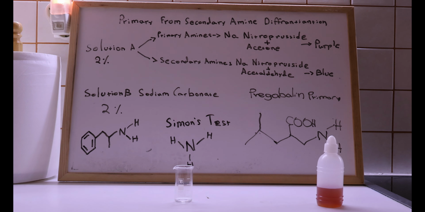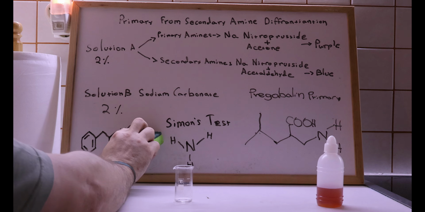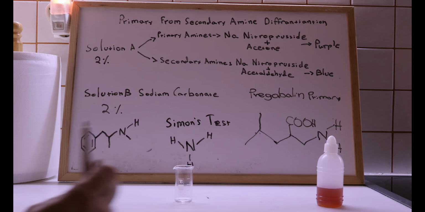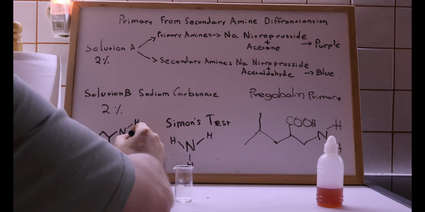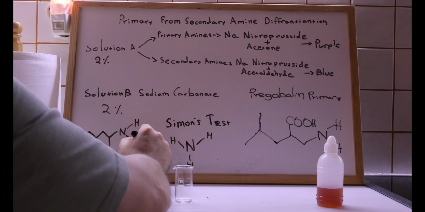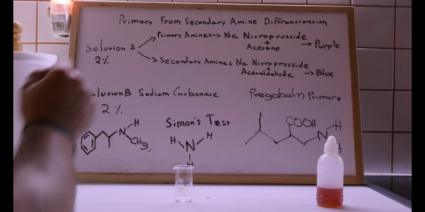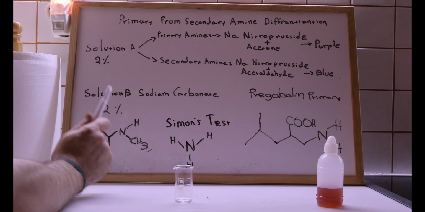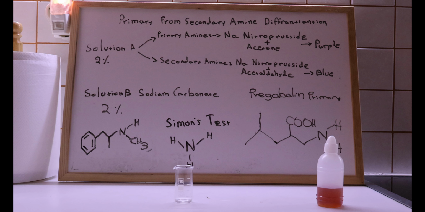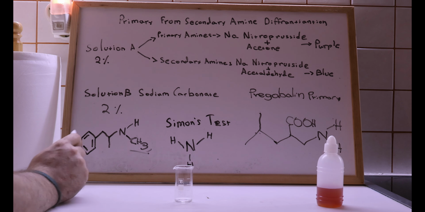Now, if I went over here and deleted this hydrogen and added a methyl group, that would be a secondary amine, because now the nitrogen is bound to a carbon over here and a carbon over there, and that would be called methamphetamine. That's why methamphetamine is called methamphetamine, because it's called methylamphetamine.